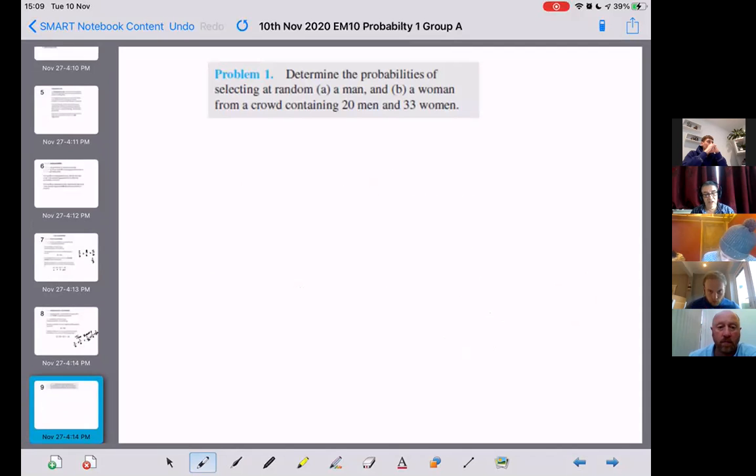Determine the probabilities of selecting at random A, a man, and B, a woman, from a crowd containing 20 men and 33 women. Remember that your check at the end is that both the probabilities should add up to 1.